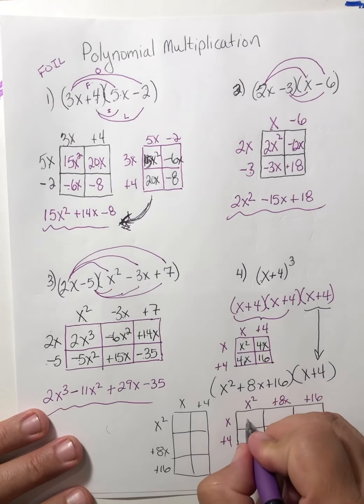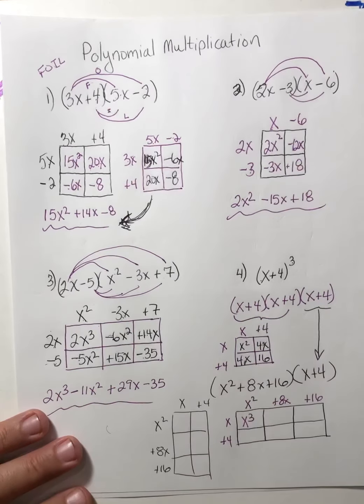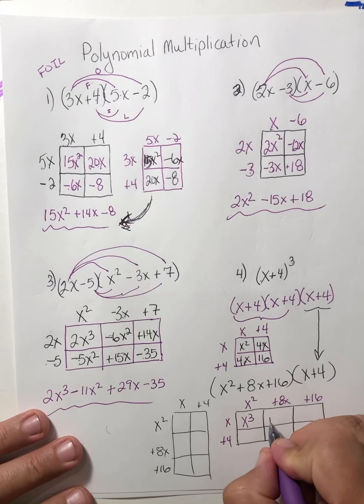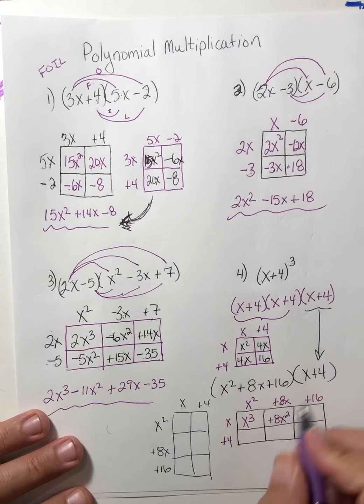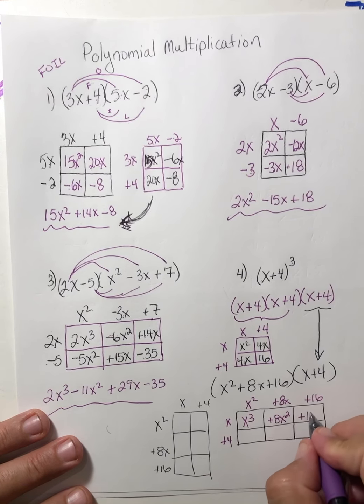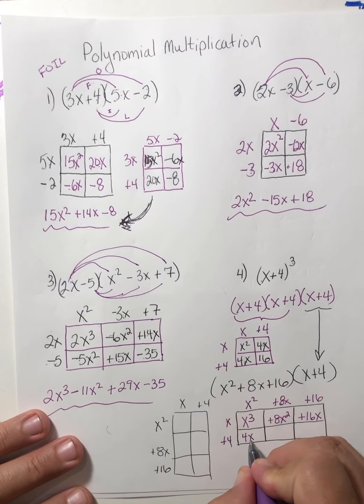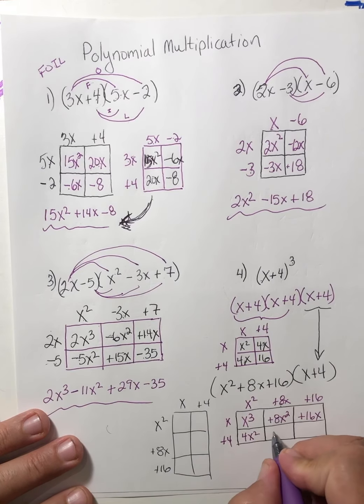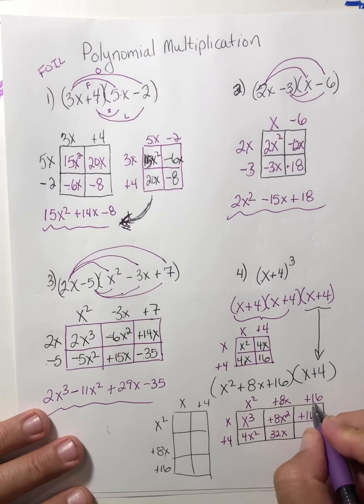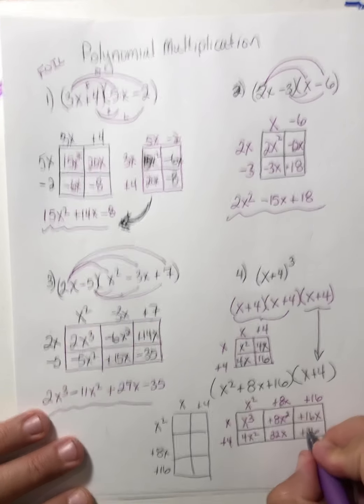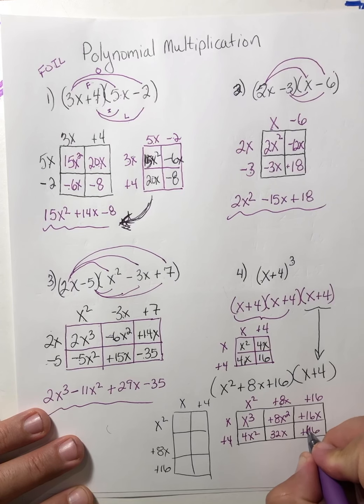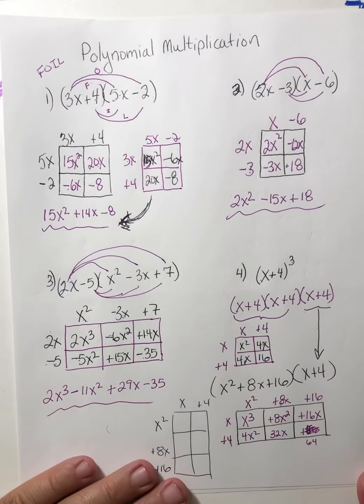So x times x, x cubed. X times 8x is 8x squared. X times 16 is 16x. Now 4 times x squared, 4x squared. 4 times 8x, 32x. 4 times 4, 16. Oops, 4 times 16 is 64. Okay. And now we combine the likes.